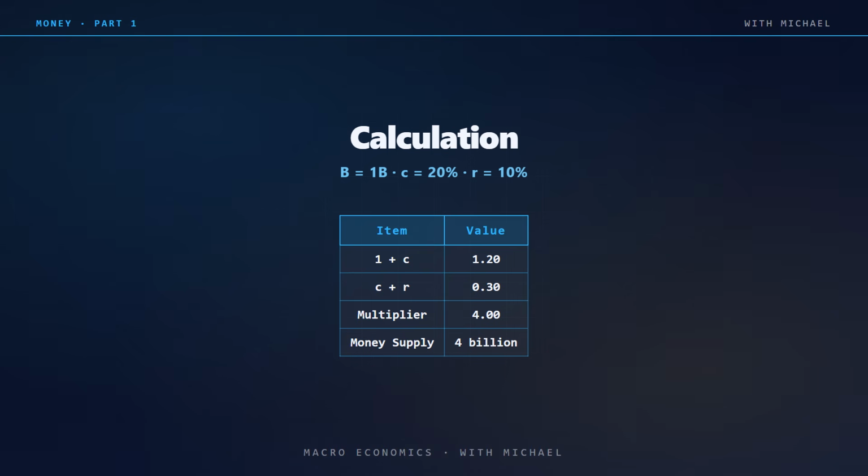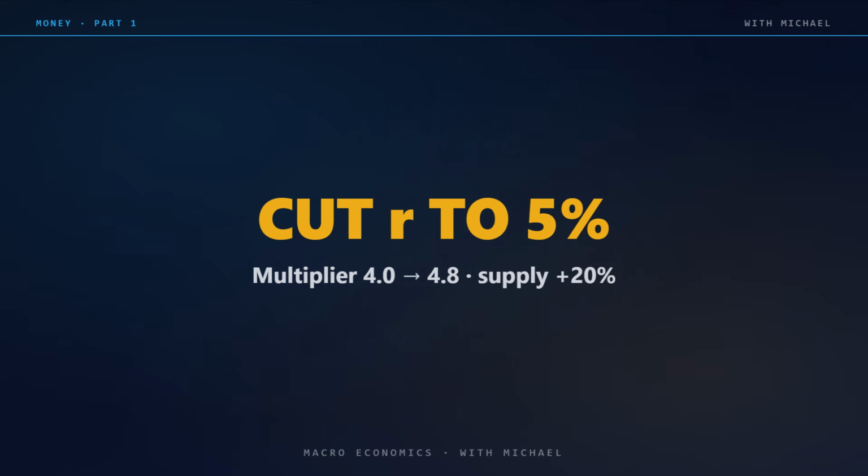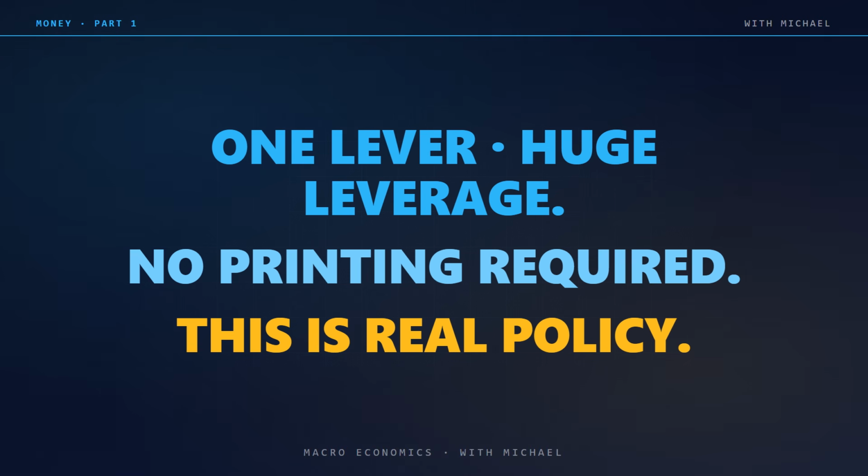Now suppose the central bank lowers the reserve requirement to 5%. The new multiplier is 1.20 divided by 0.25, which equals 4.8. The same 1 billion monetary base now produces 4.8 billion of money supply. By lowering the reserve ratio, the central bank has expanded the money supply by 20% without printing a single additional banknote. This is exactly the mechanism behind central bank policy.